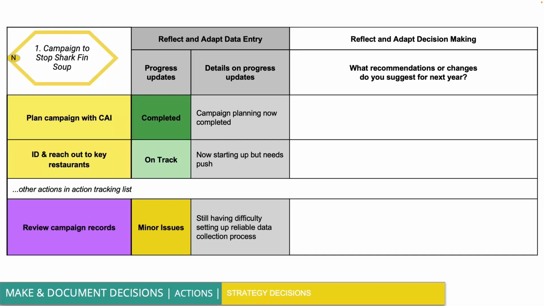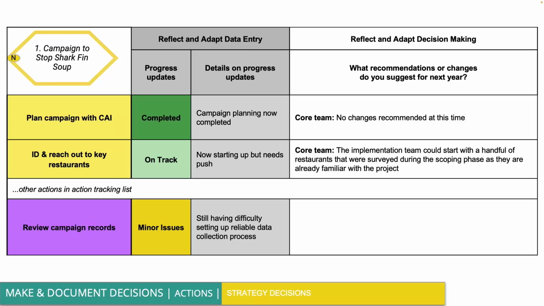What small steps do they need to take to make their strategy more effective? For the first example action shown here, the core team did not suggest changes as the action is complete. The second action is shown as on track, and the core team decided that the implementation team should start with a handful of restaurants that were surveyed during the scoping phase, as they are already familiar with the project.